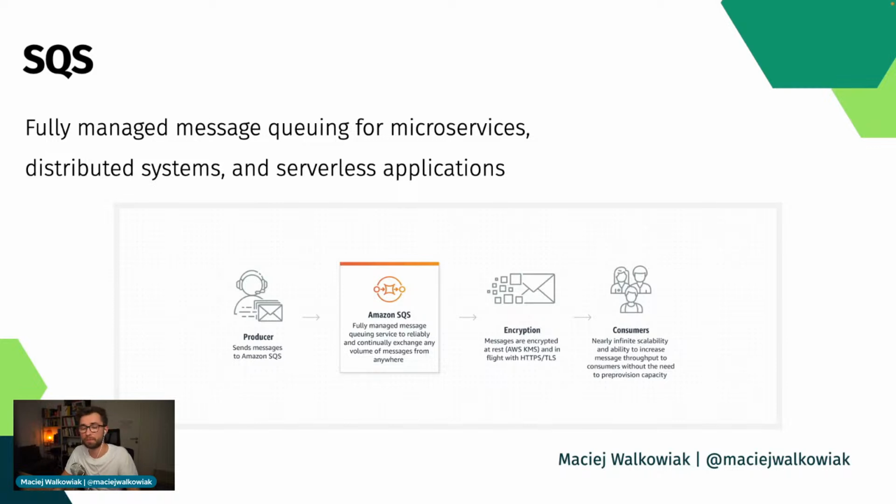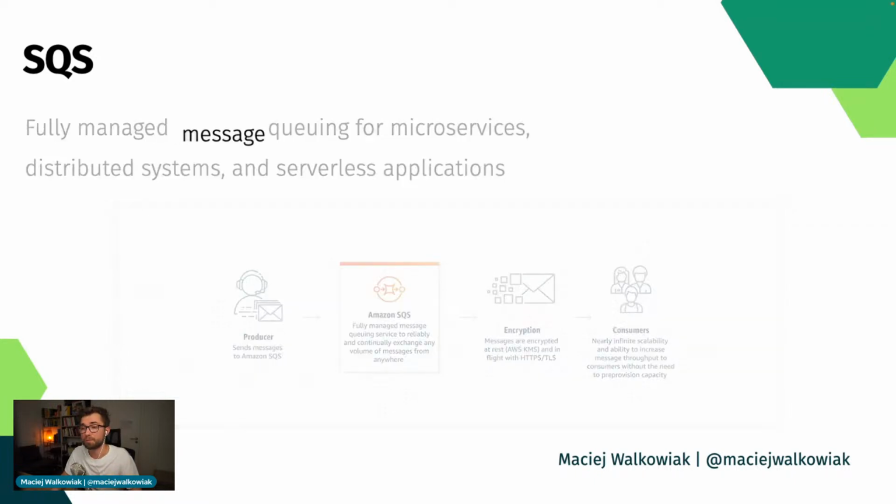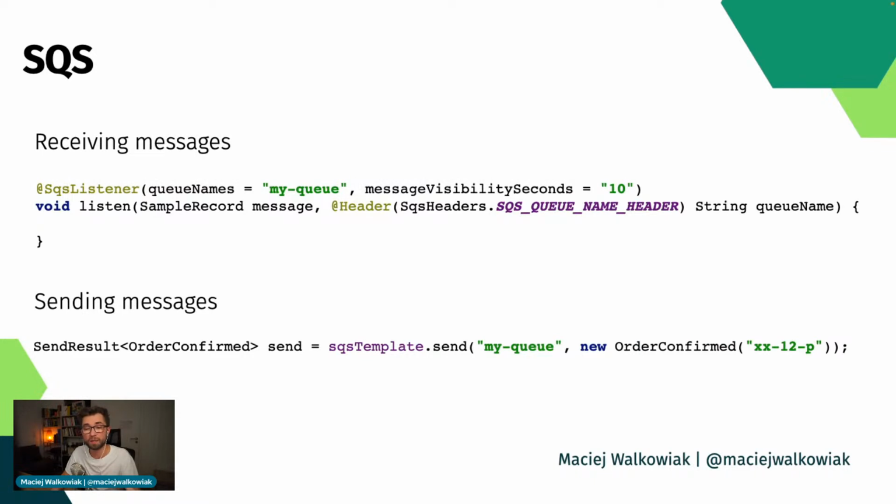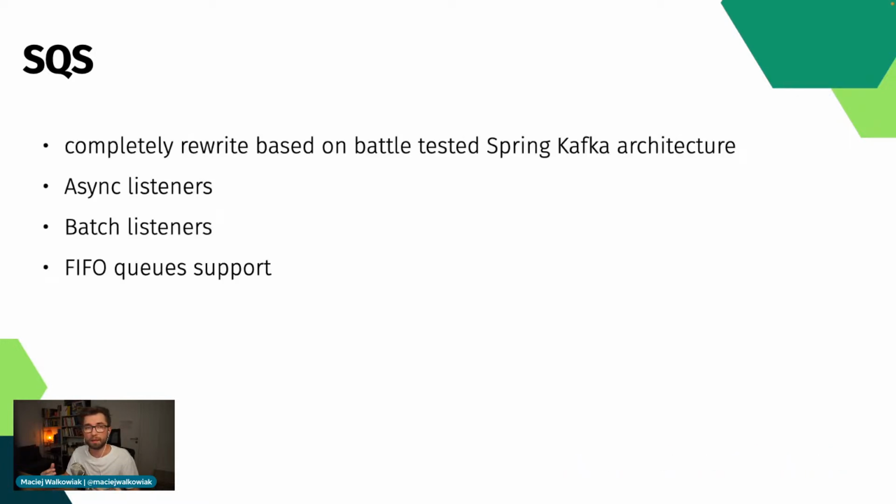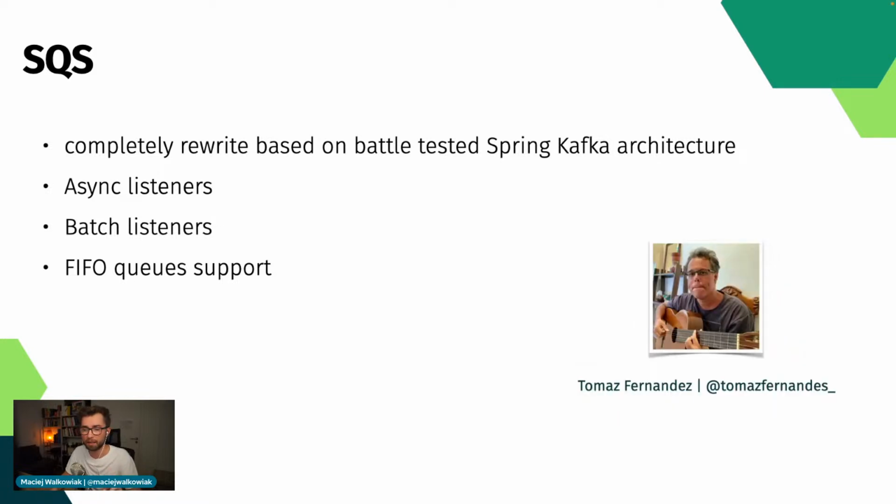Especially if you are familiar and used to working with, let's say, Spring AMQP or Spring Kafka, where you just annotate your methods with listener annotations. So Spring Cloud AWS provides something very similar. We have an SQS listener for listening for messages, and we have SQS template for sending messages. In 3.0, we completely rewrote the whole SQS integration based on the battle-tested Kafka architecture. And when we say we, it's actually 98% Thomas and 2% me checking the pull request.